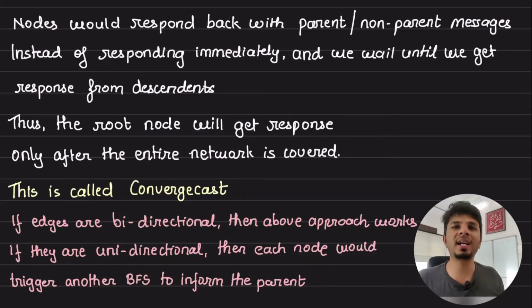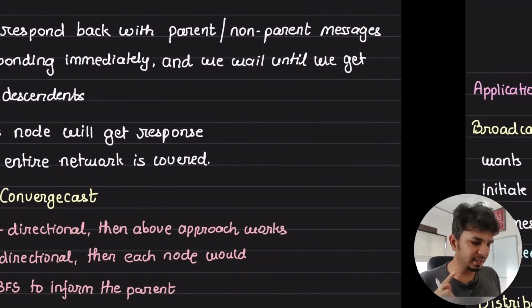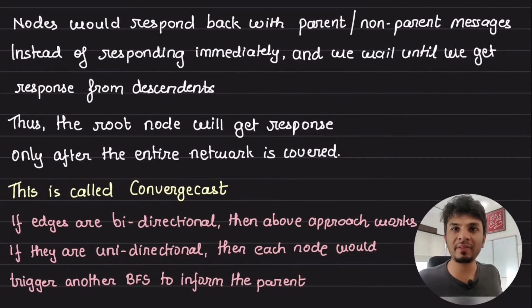It would just know that the algorithm is complete, right? And then it can proceed to other use cases that need to be built on top of this spanning tree, right? And again, this is called convergecast, where we are converging back to something. This is an important pattern in a lot of distributed algorithms.